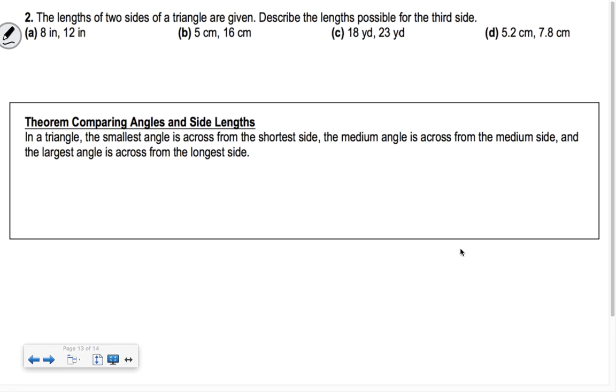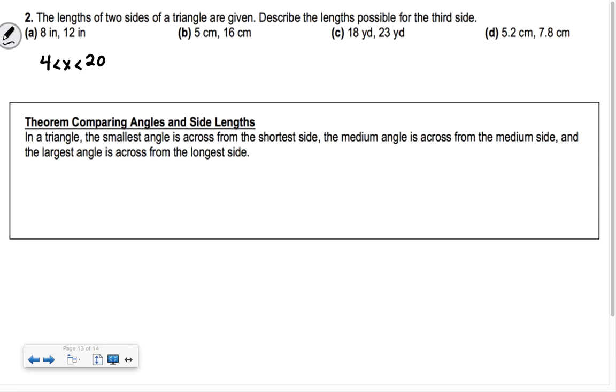So the lengths of 2 sides of a triangle are given. Describe the lengths possible for the third side. There's a real quick way of doing this. The quick way is add the 2 numbers together and then subtract the 2 numbers. So if I add the 2 numbers, I get 20. If I subtract the 2 numbers, I get what? 4. So that third side, which I'll call x, is between 4 and 20. Do you guys understand why that's true?